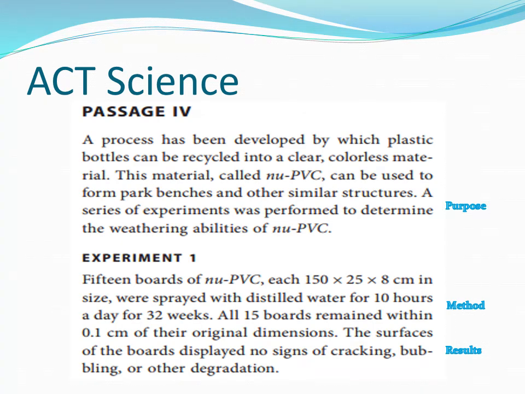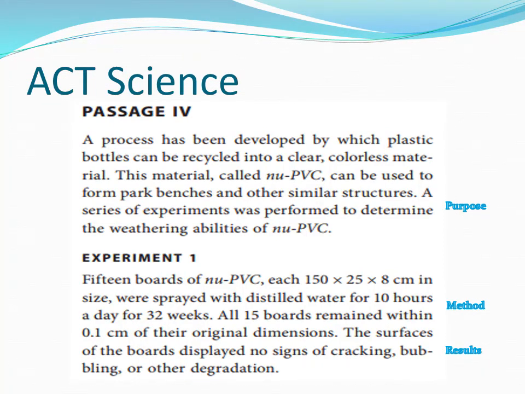I'm going to give you passage four. That's all the Roman numeral is up there. And it can be giving us an experience, right? A process has been developed by which plastic bottles can be recycled into a clear, colorless material. This material, called new PVC, can be used to form park benches and other similar structures. A series of experiments was performed to determine the weathering abilities of new PVC.